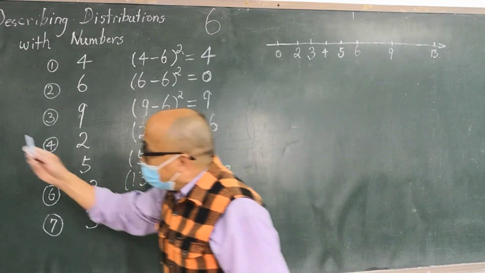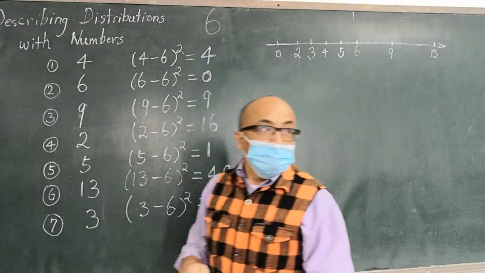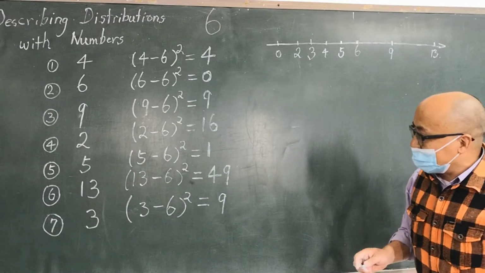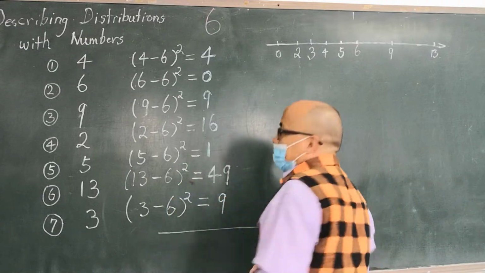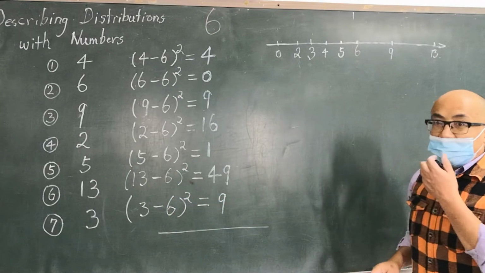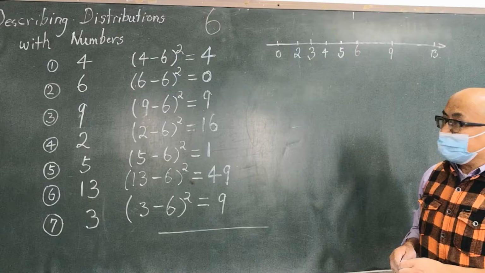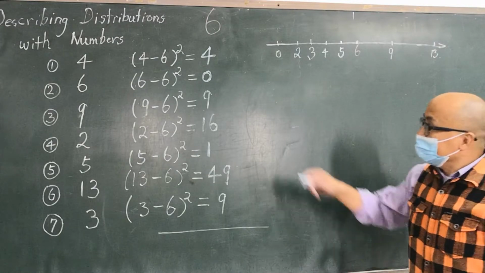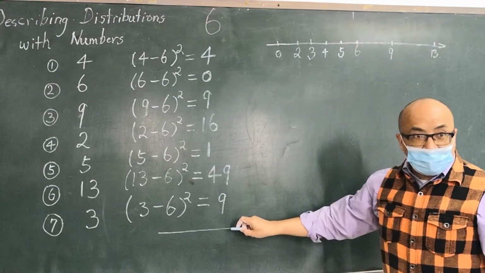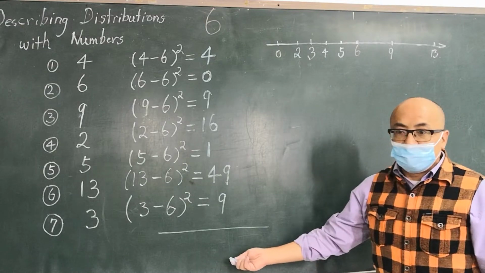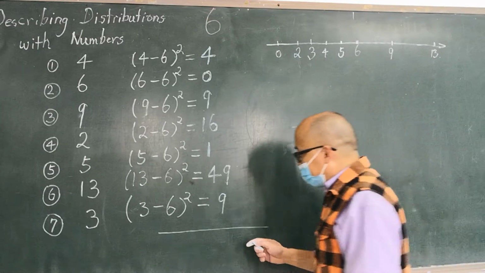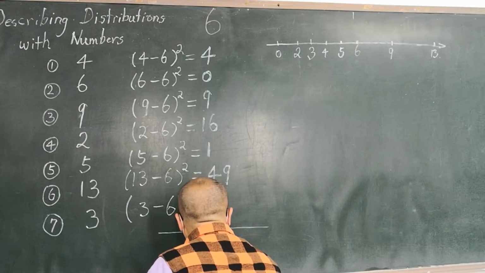We didn't finish variance yet. How to calculate variance? Add all these numbers up, and what's the total? 88.